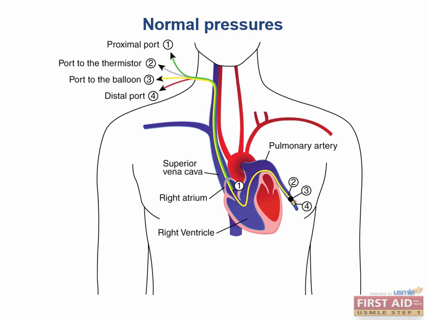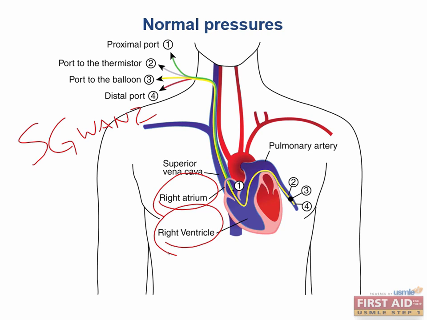Now we move on to something quick and easy, the normal pressures of the heart. Now how do we measure to see if the pressures are normal to begin with? Well, we insert a Swan-Ganz catheter through the systemic veins to pass through the right atrium, through the right ventricle, and eventually wedge it into a tiny little capillary of the pulmonary artery.